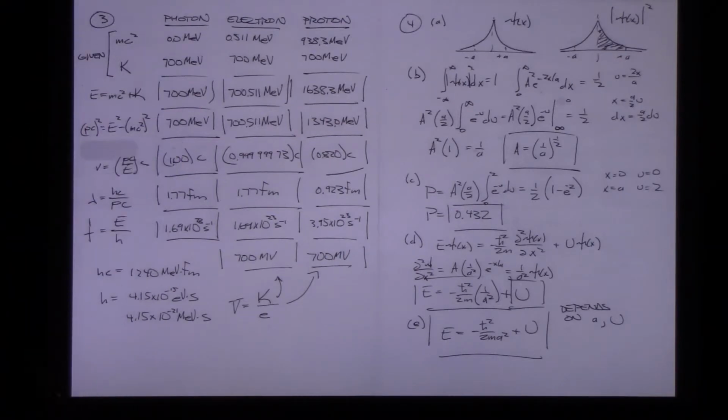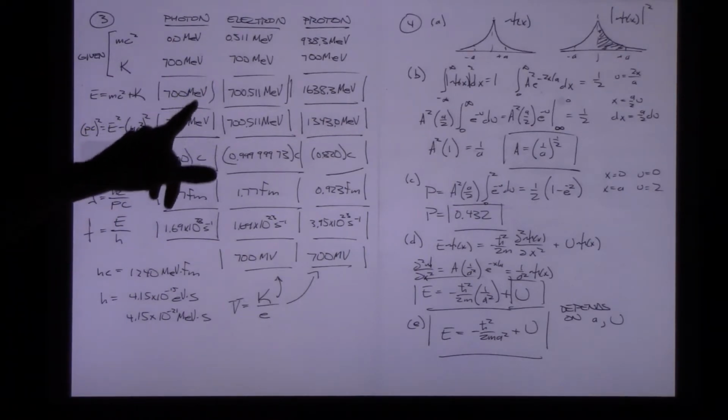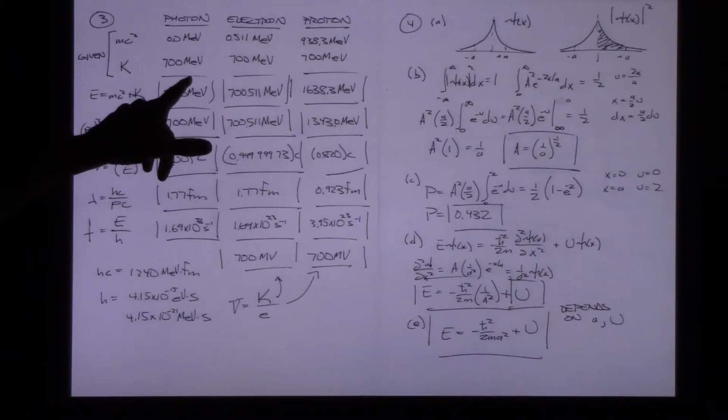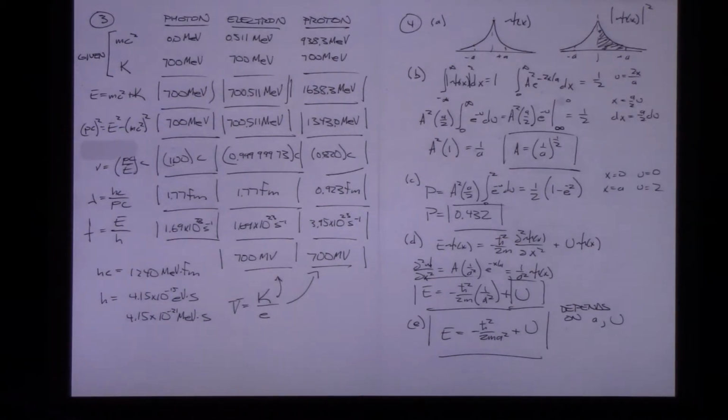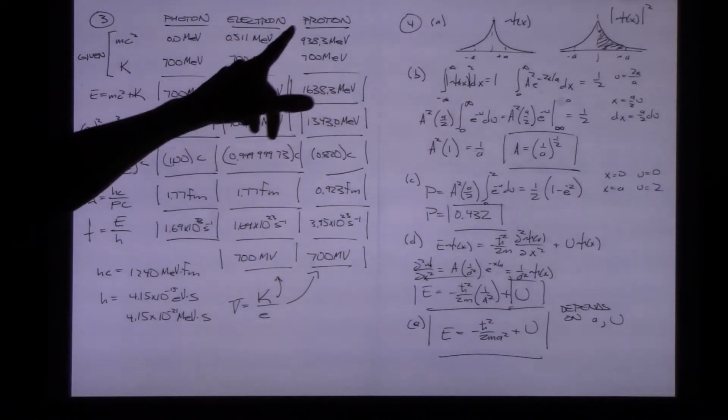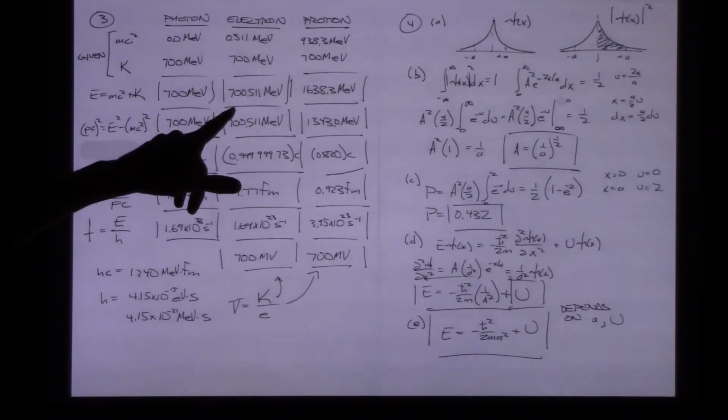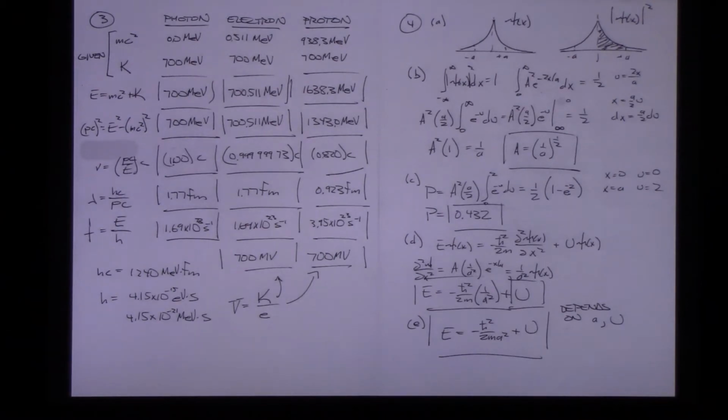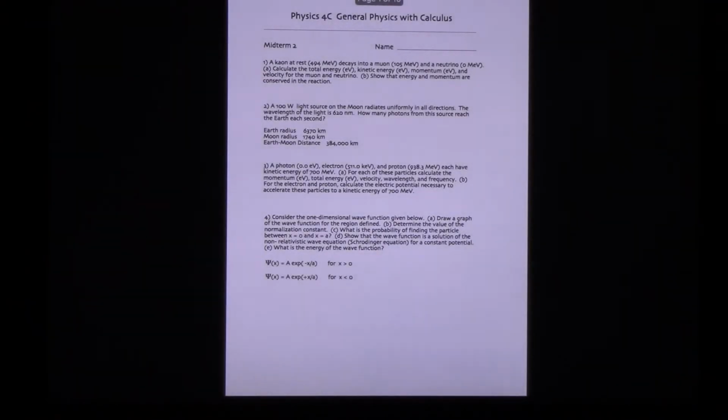I can just add them together. Now, for photons, we find out that there's no mass, and so the total energy matches the kinetic energy value. That was easy enough. For the electron and the proton, however, I'm going to go back and double check these numbers here. It is MeV, isn't it?